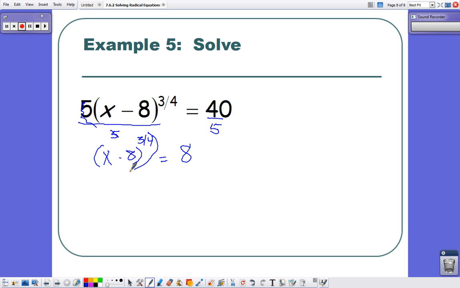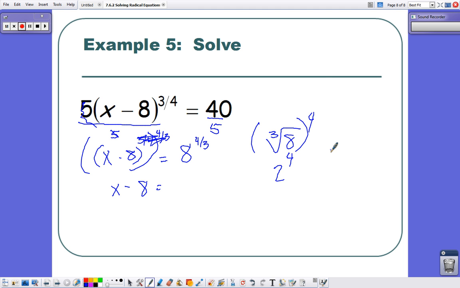Next step is to make sure you get rid of your powers. So I flip it and raise this side to the 4/3 power. My powers cancel out, and x minus 8 equals the cube root of 8, because remember the bottom number of the fractional exponent goes inside, raised to the 4/3 power. The third root of 8 is 2, to the 4th power. 2 times 2 is 4, times 2 more is 8, times 2 more gives me 16. Then add 8 to both sides, and I get x equals 24 as my final answer. Okay?